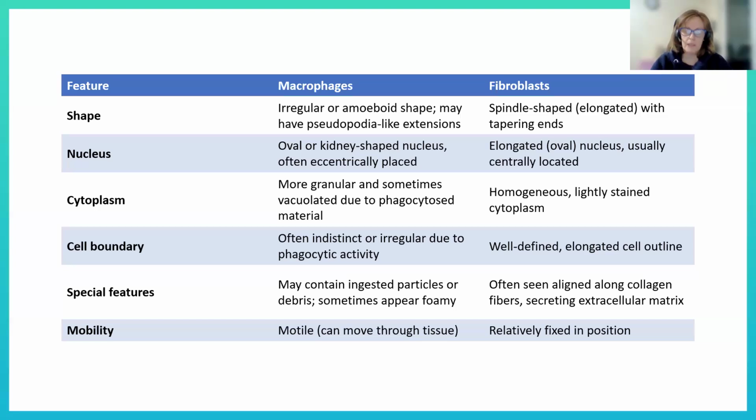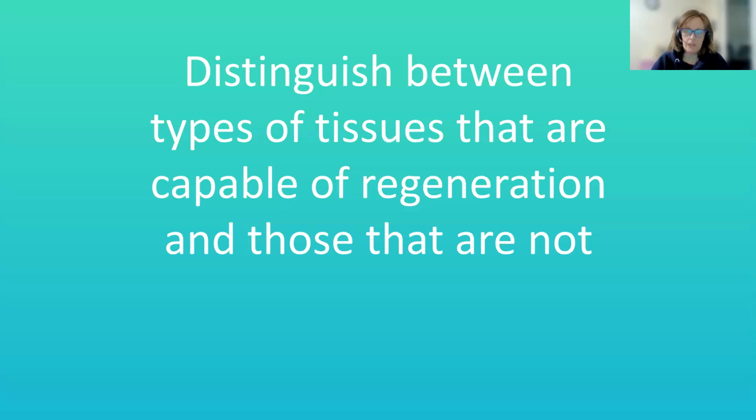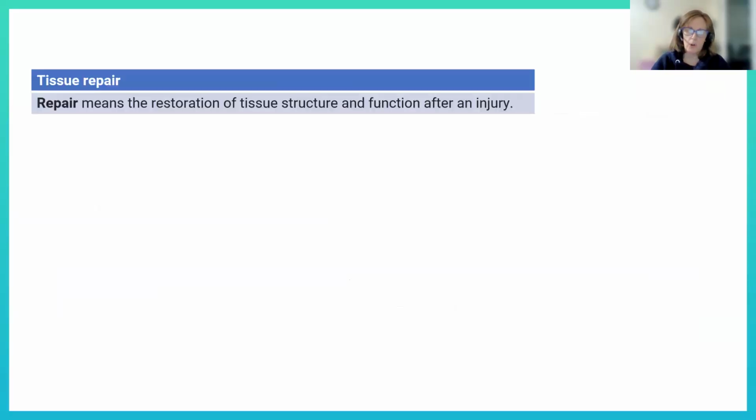Okay, so we're going to have a look now at this last assessment criterion that we haven't covered just yet, and we are going to distinguish between tissue types that are capable of regeneration and those that are not. So why do we need to have tissue regeneration to start with? Well, we need tissue repair, and this means restoration of tissue structure and function after an injury. So we've all fallen over and cut ourselves as kids. We might have broken bones. It's that sort of stuff.